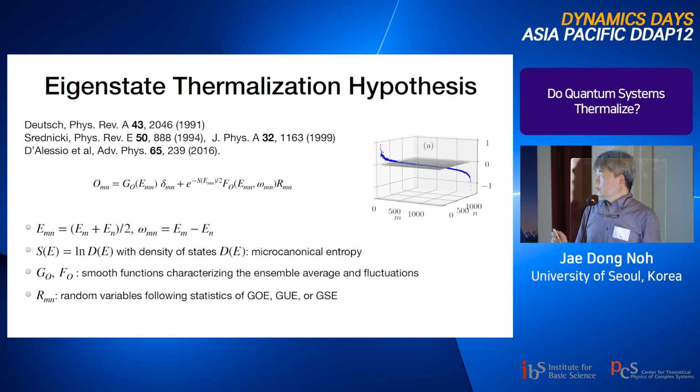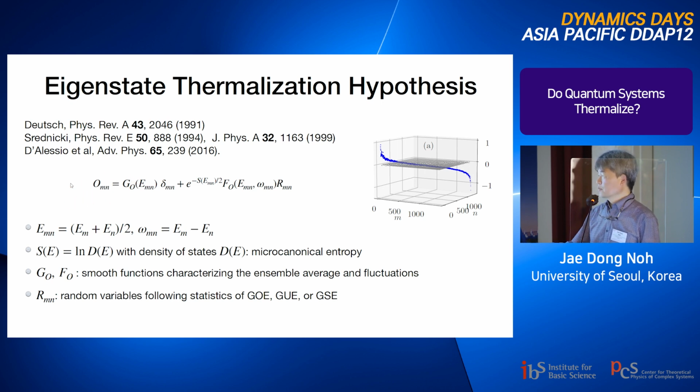But recently, this gentleman has some clue how to achieve this quantum thermalization, okay? So they propose this kind of hypothesis. And this hypothesis is called the eigenstate thermalization hypothesis. The contents of the hypothesis look like this.